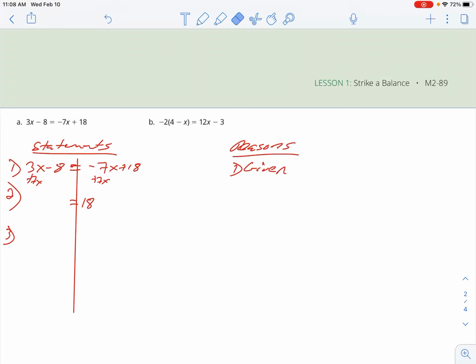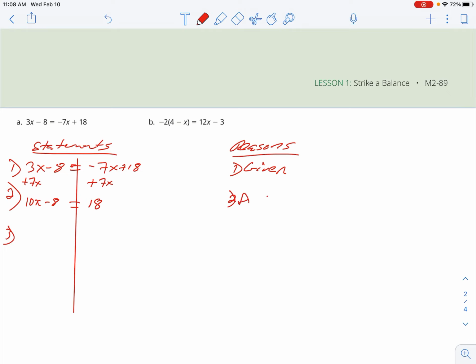Okay, so I got interrupted the first time through. So in this case here, our first reason always given. To go from step 1 to step 2, I always move the smaller x to combine all the x's on the right-hand side. So I'm adding 7x to both sides.